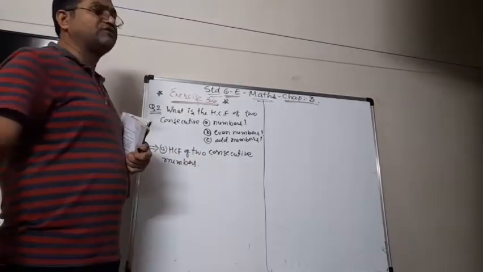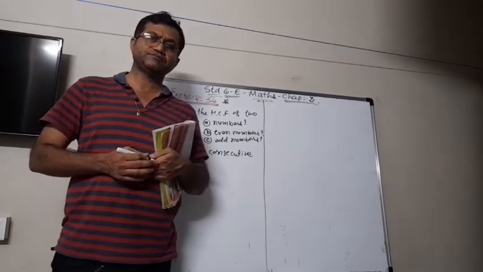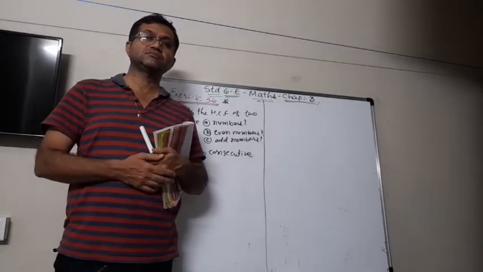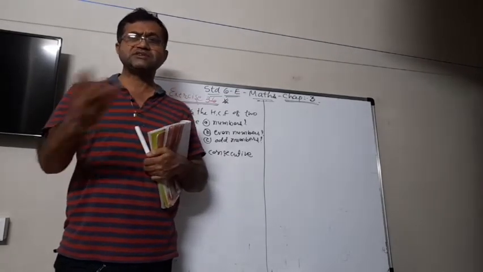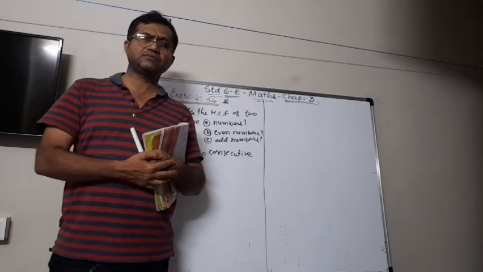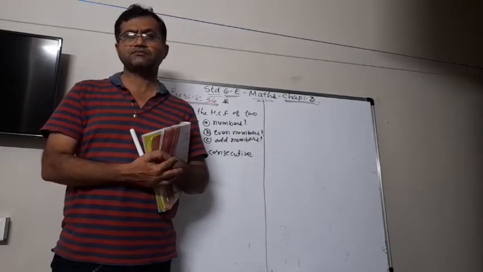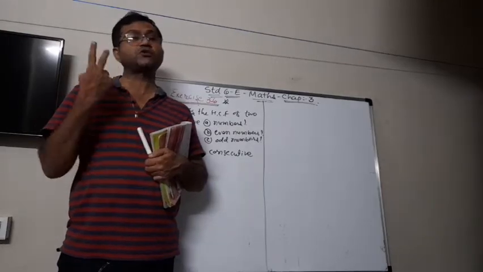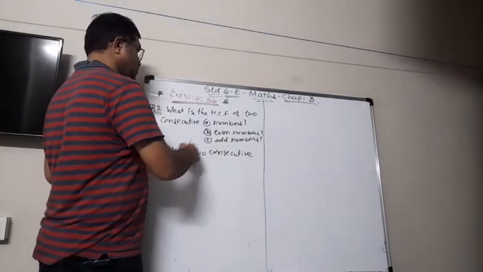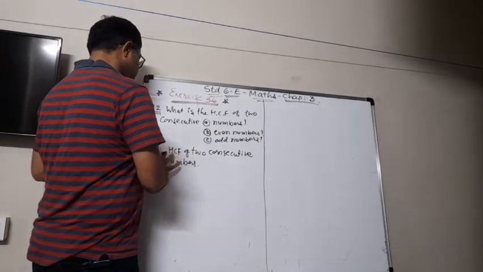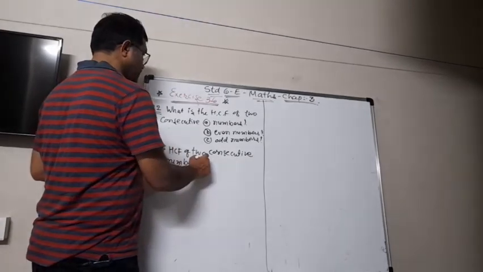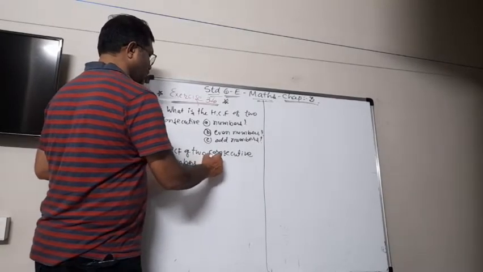We know that when we take 2 consecutive numbers, they are always co-prime numbers. 5 and 6, there are no common factors except 1. 6 and 7, 8 and 9, 10 and 11, 13 and 14, always co-prime numbers. And we know that the HCF of co-prime numbers will be 1 only. So the HCF of 2 consecutive numbers will be 1.